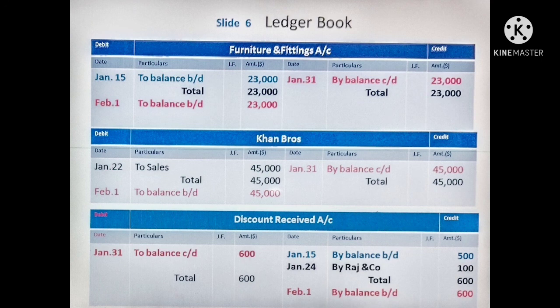$45,000. Discount received account has a credit balance on January 15 of $500. Further, there is a discount received from Rajan Company of $100. So the total is $600 on the credit side. No posting in debit side. So $600 is the balance. It is carried down in debit side and brought down to the credit side.